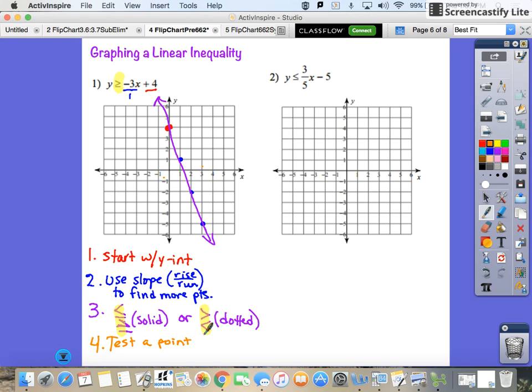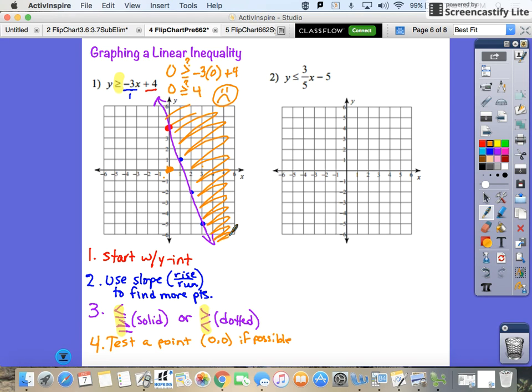So the point that I test is 0, 0, if possible. What I mean is, if it's on the line, you can't use it. But here, 0, 0 is not on the line. So I'm going to put in y is 0. I want to ask, is that greater than or equal to -3 times 0 plus 4? Well, this part is 0, so 4. The question is, is that the appropriate inequality? No, it should be 0 greater than or equal to 4, and 4 is bigger. So since we tested this point and it failed, we shade the other side.